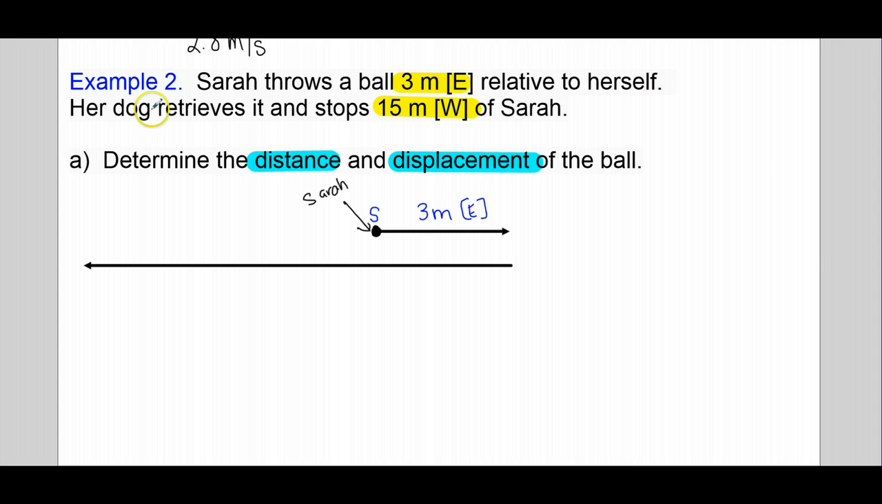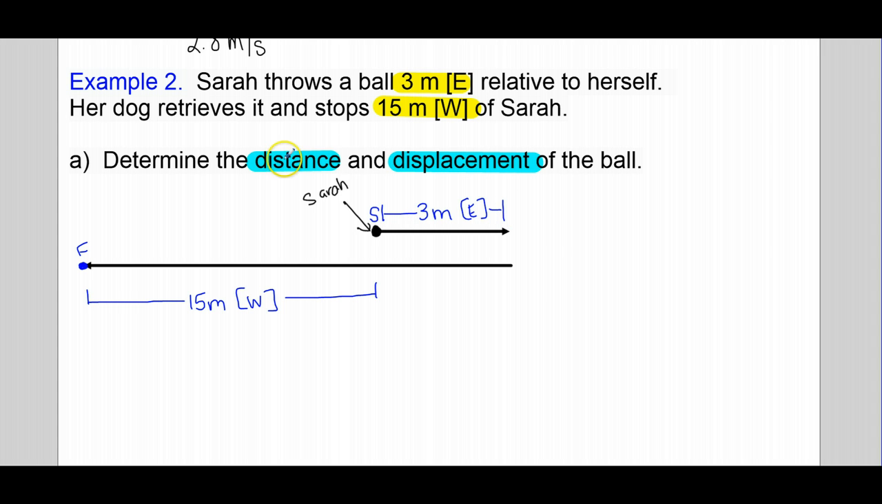And then it says her dog picks it up and then runs with it and ends up stopping 15 meters west of Sarah. So what that means, that grabs the ball here, goes all the way back to Sarah, plus another 15 meters. So from here to where the ball ends up, so here's the ball's finish, we are 15 meters west of Sarah is this distance here. And from here, the start to where she throws the ball is 3 meters.